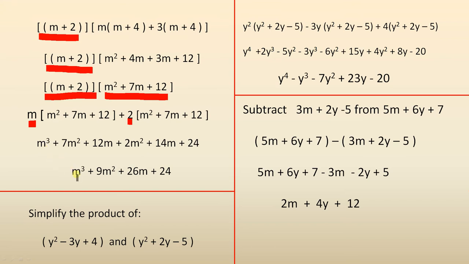There's the m cubed. 7m squared plus 2m squared is 9m squared. 12m plus 14m is 26m. And there's the 24.